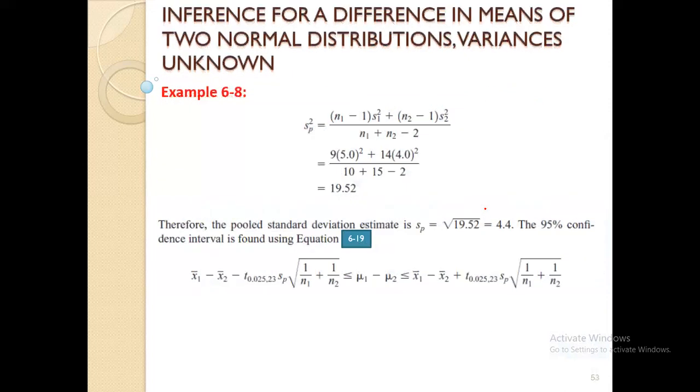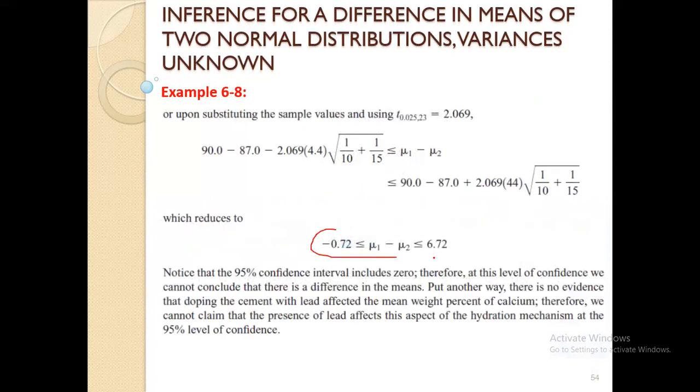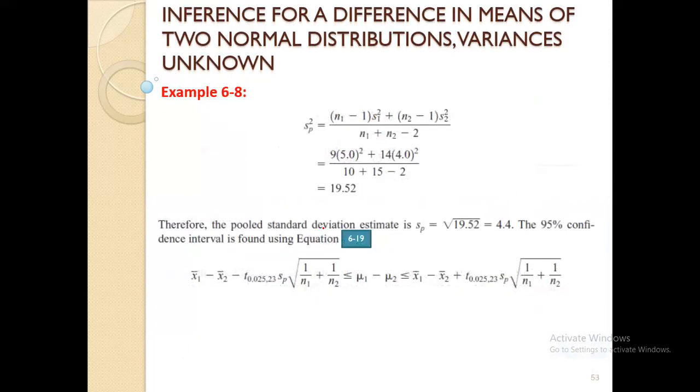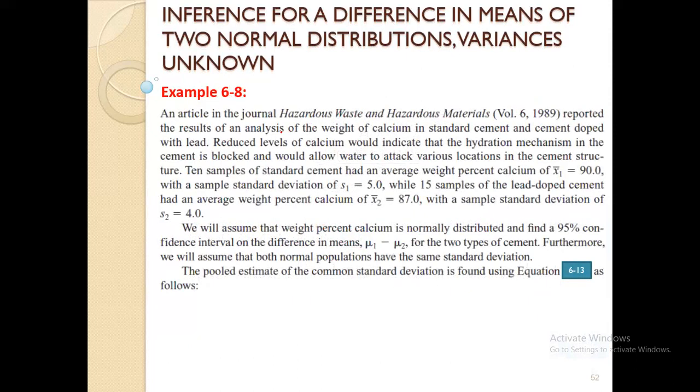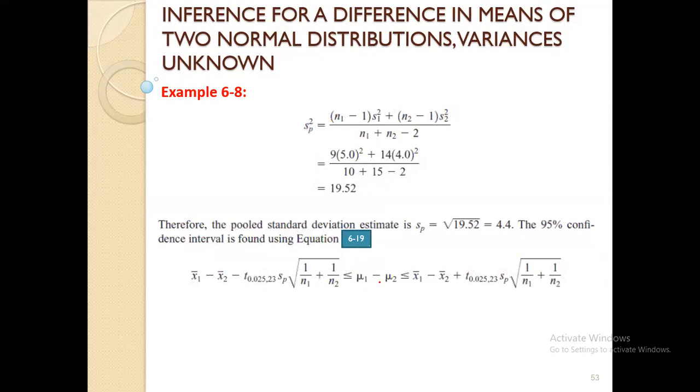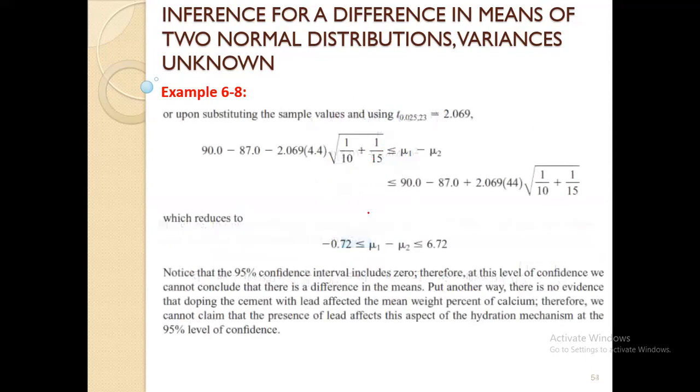Okay. This is SP. You get that. Conventional. Okay. This is mu1 minus mu2. For this case, we check the analysis of weight of calcium in standard cement and cement with lead. We would like to calculate percent calcium in the standard cement and the cement with lead. Okay. We check the confidence interval for equality, this is what it means.